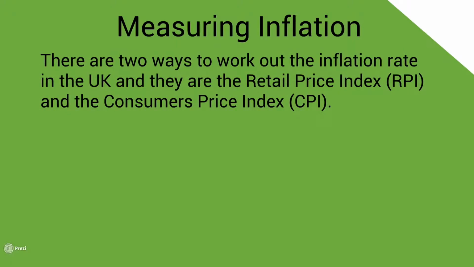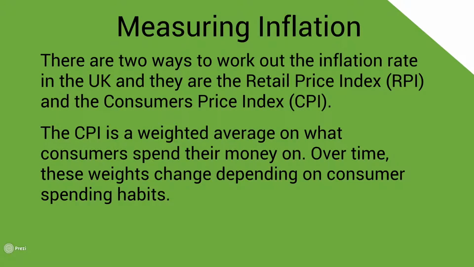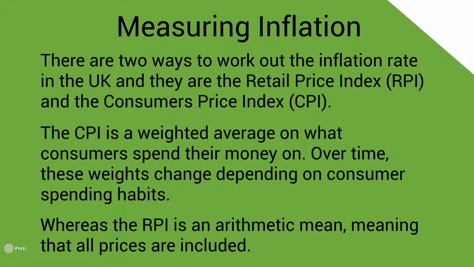So how do we measure inflation? There are two ways to work out the inflation rate in the UK. They are the Retail Price Index, known as the RPI, and the Consumer Price Index. The Consumer Price Index is a weighted average on what consumers spend their money on. Over time, these weights change depending on consumer spending habits. If consumers spend more of their income on food, then the weight given to food in the CPI would increase. The Retail Price Index is an arithmetic mean, meaning that all prices are included when working out the RPI.